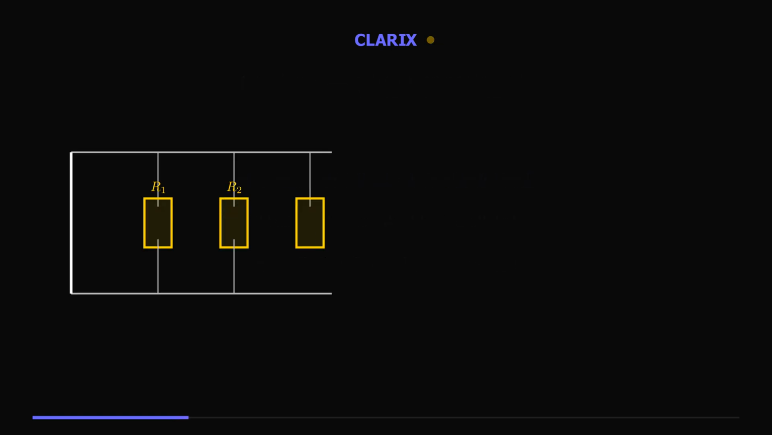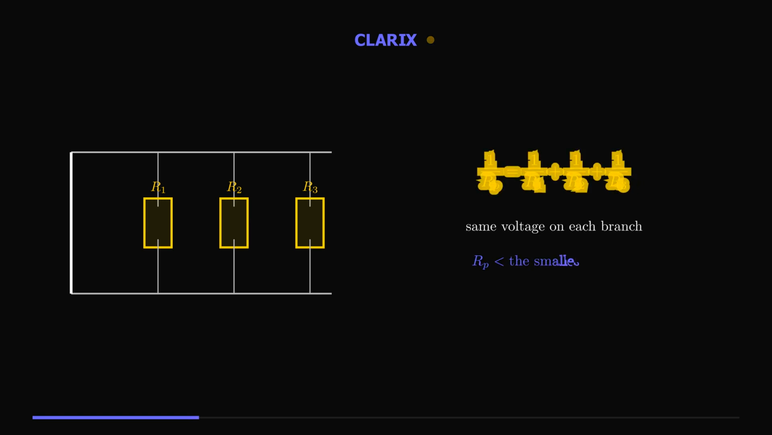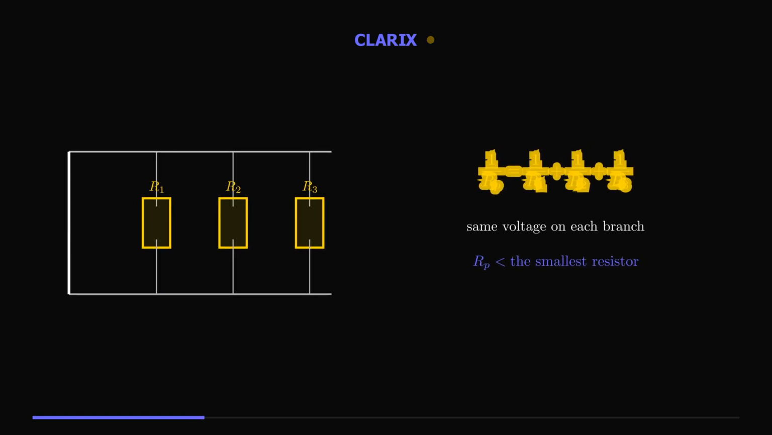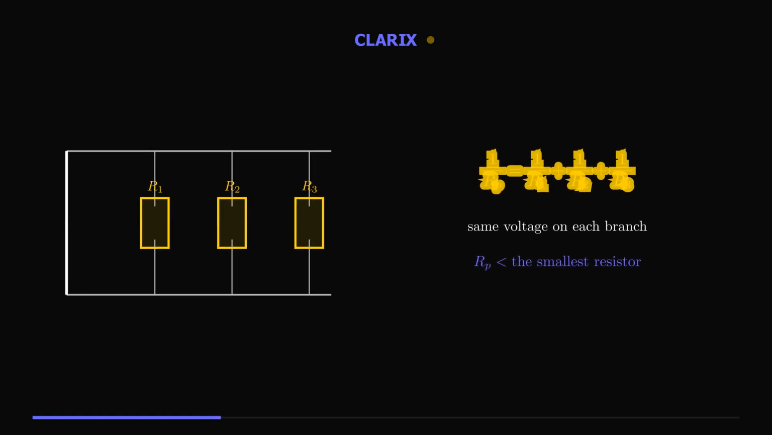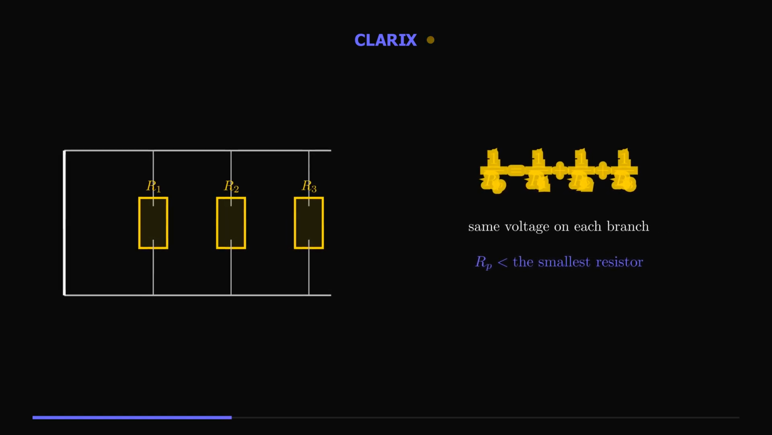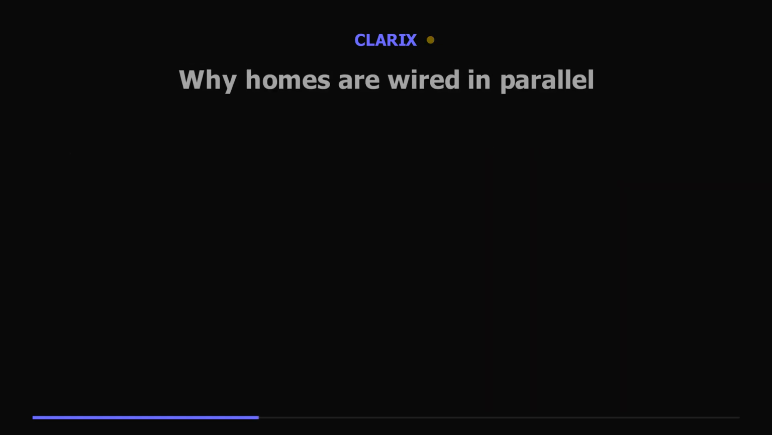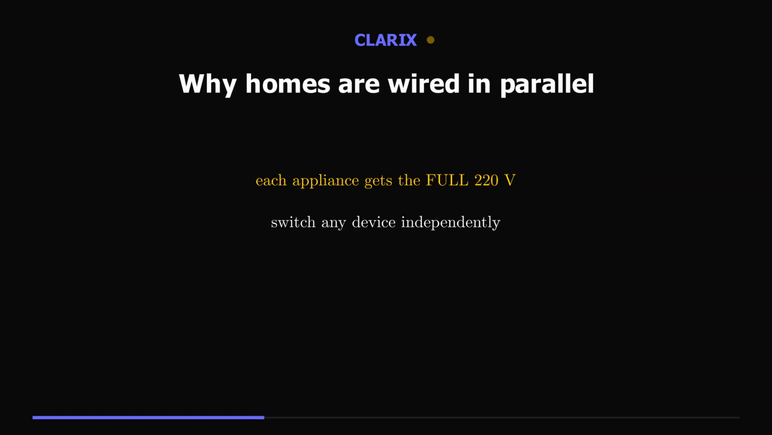Now resistors in parallel, each connected across the same 2 points, giving several separate paths. Here, every resistor gets the same full voltage, and the current splits among the branches. The total is found from 1 over R parallel equals 1 over R1 plus 1 over R2, and so on. A neat consequence: the combined resistance is always less than the smallest individual resistor because you've opened up more paths for current. That's exactly why your home wiring is parallel.